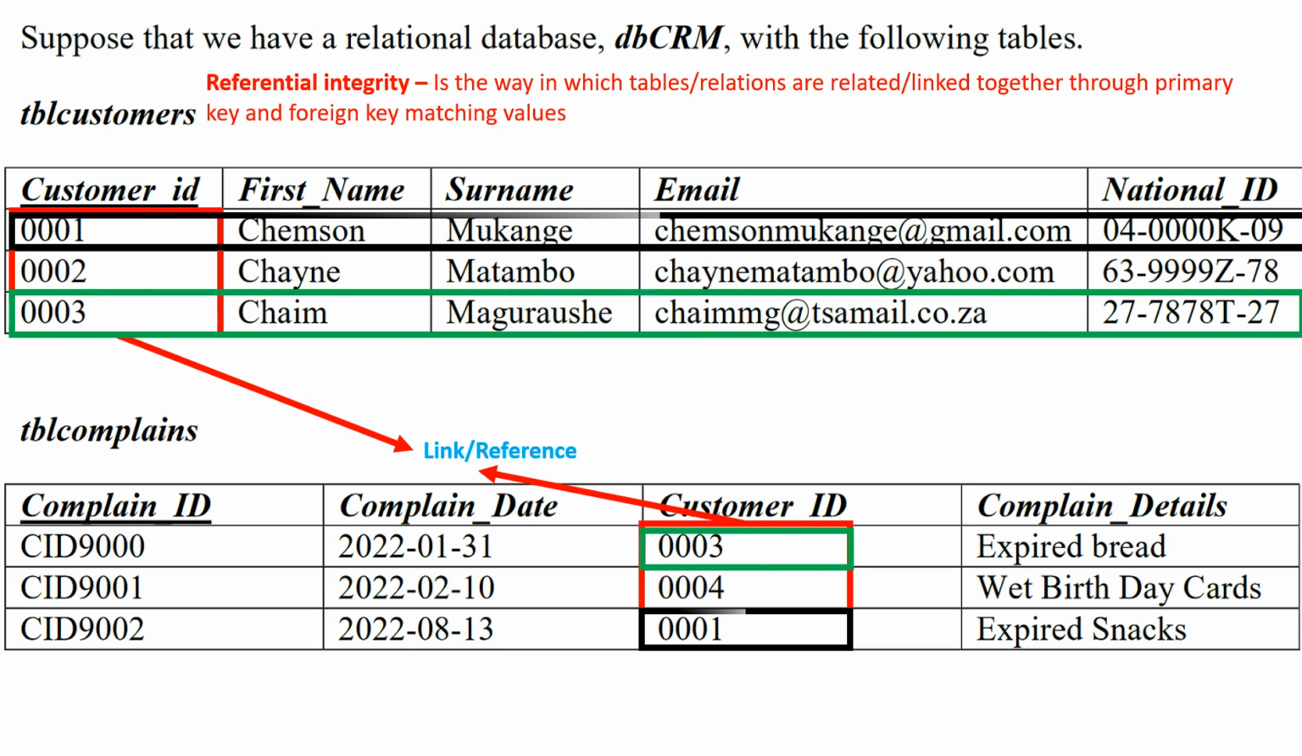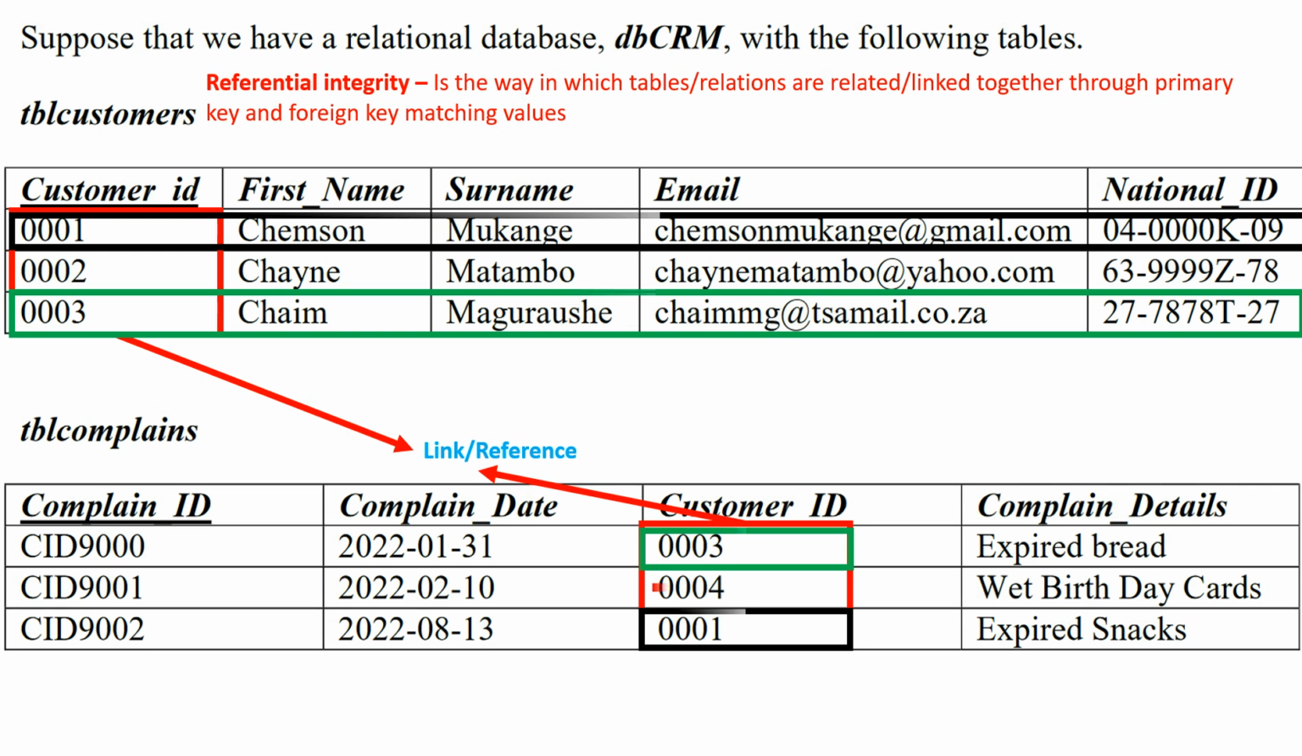But you can observe that another complaint was lodged on the 10th of February in 2022 by a customer with customer ID 0004, but we do not have that customer in our database. Maybe the customer was deleted or something happened to the customer. But this is what we call referential integrity. We are referring to records within another table, the link between the two tables. So referential integrity is the way in which tables or relations are related or linked together through primary key and foreign key matching values. In this case, referential integrity is not enforced if we have such a customer ID which is not in existence in the primary table.